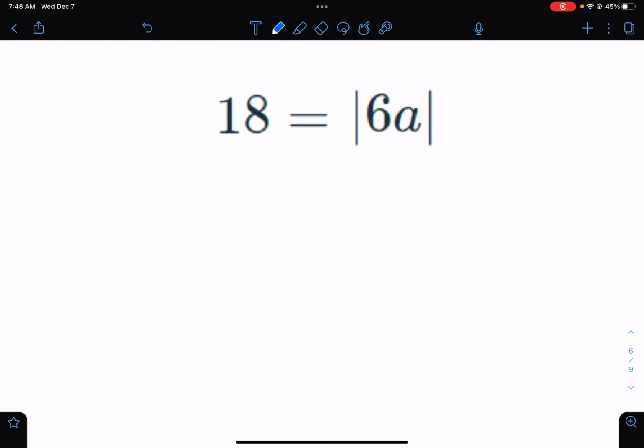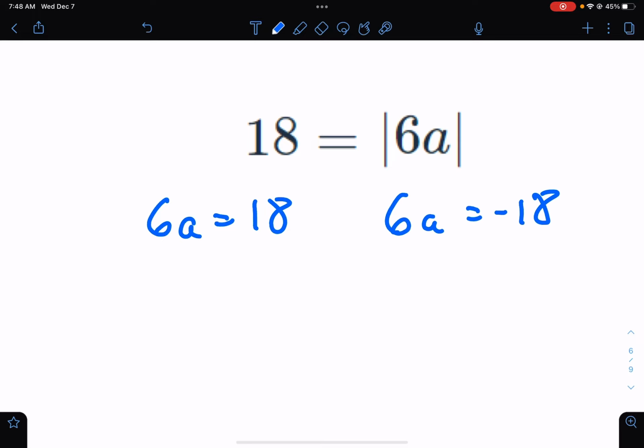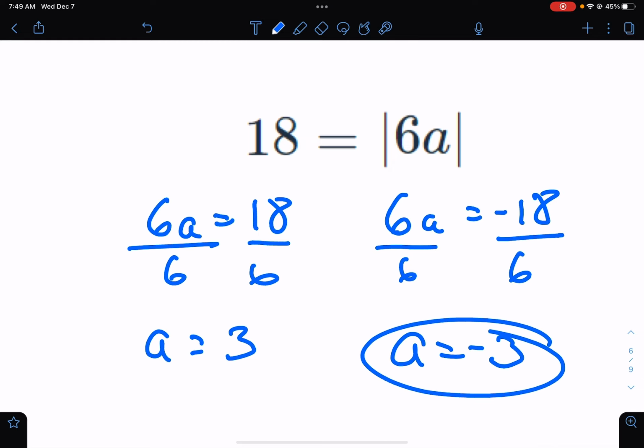All right, let's try this next one. What they're telling us is that the absolute value of 6a is equal to 18. So that means that what's on the inside of this absolute value, 6a, can be equal to positive 18 or negative 18. We divide by 6, we get an a value of 3, or we get an a value of negative 3.